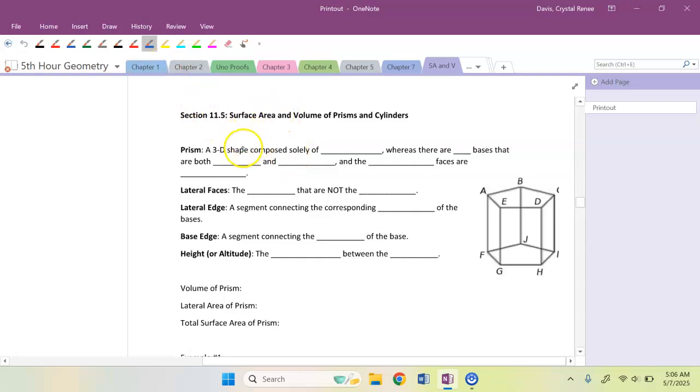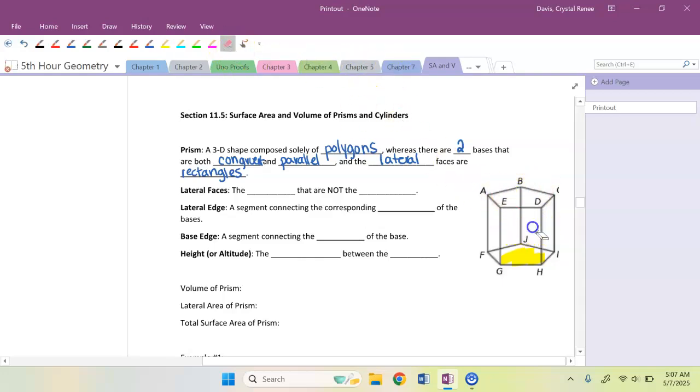So by definition, guys, a prism is a 3D shape composed solely of polygons, whereas the two bases are both congruent and parallel, and then the lateral faces will always be rectangles. Okay, so essentially this top piece here is a base, top piece here is a base. Okay, both of the bases are parallel and congruent.